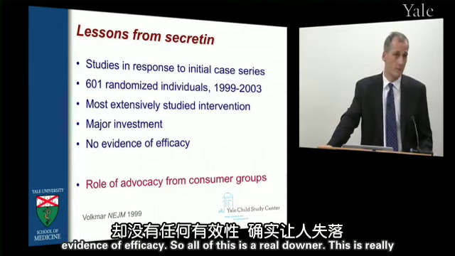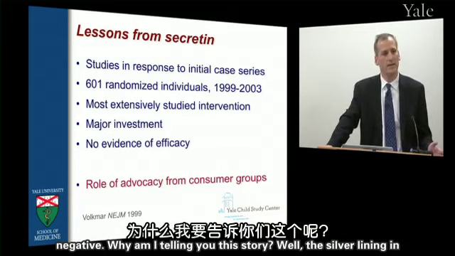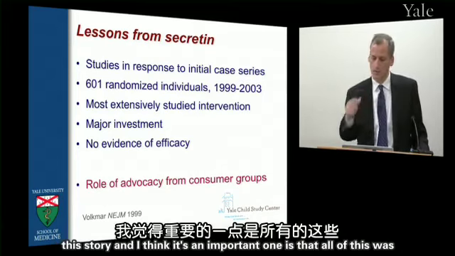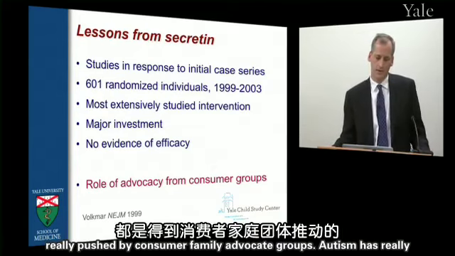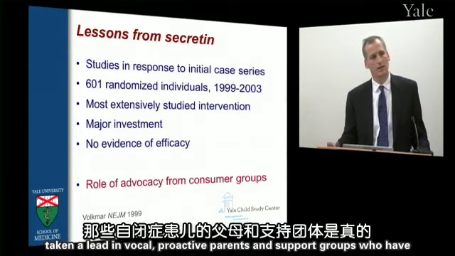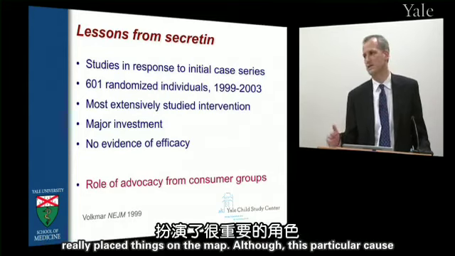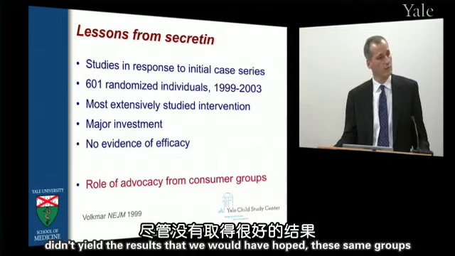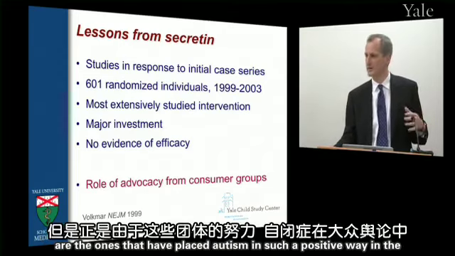So all of this is a real downer, and this is really negative. And why am I telling you this story? Well, the silver lining in this story, and I think it's an important one, is that all of this was pushed really by consumer family advocate groups. Autism has really taken a lead in vocal, proactive parents and support groups who have really placed things on the map. And although this particular cause didn't yield the results that we would have hoped, these same groups are the ones that have placed autism in such a positive way in the public's opinion.